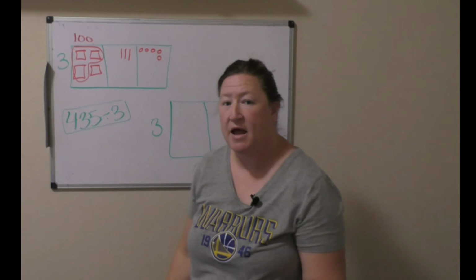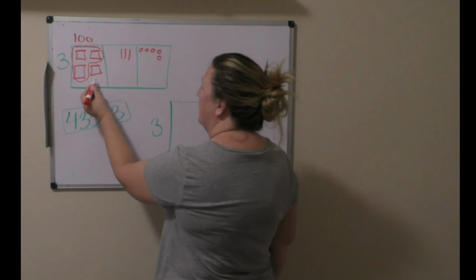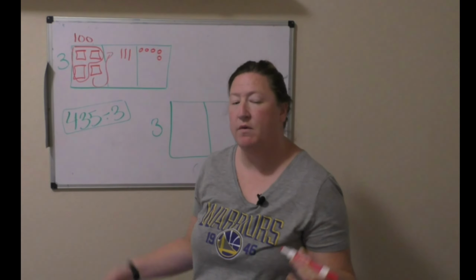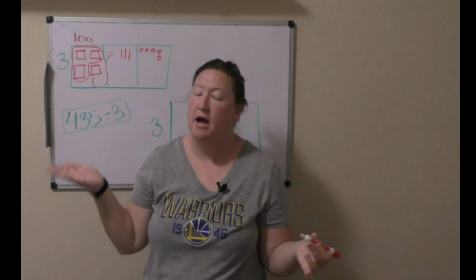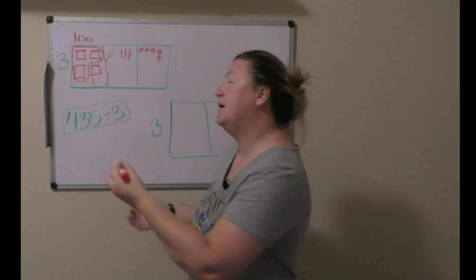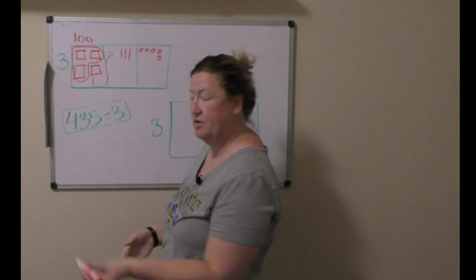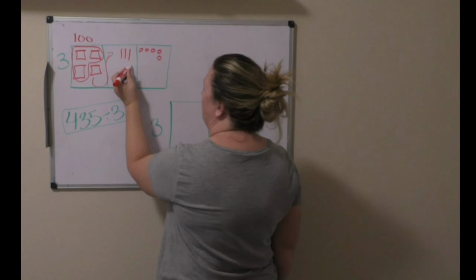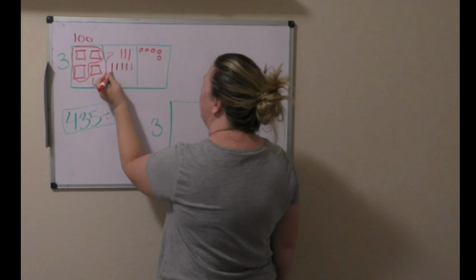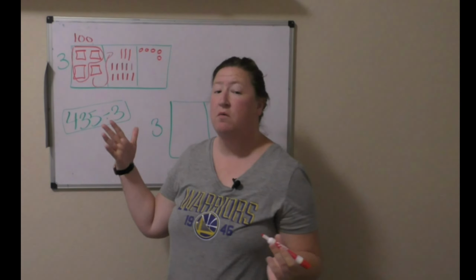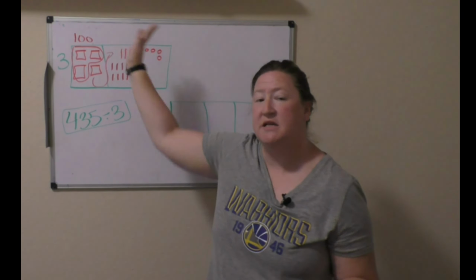So what I do with that is I take that and I bring it on over to my tens. And when I bring it on over to my tens, I break that up into 10 tens, because 10 tens equals 100. So I'm going to add 10 more tens. 1, 2, 3, 4, 5, 6, 7, 8, 9, 10. So now I have 13 tens.